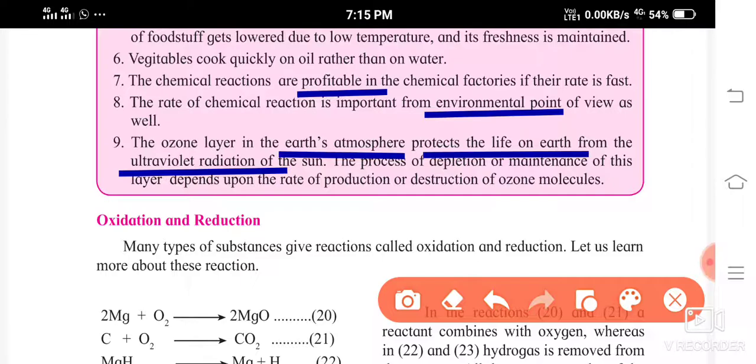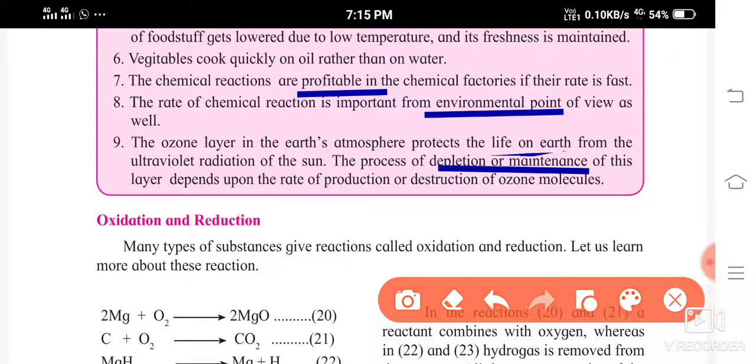So the process of depletion or maintenance of this layer depends upon the rate of production or destruction of ozone molecules. So this process of depletion or maintenance of this layer is going to depend on what? Upon the rate of production or destruction. If the ozone molecules get destroyed fast, and it's going to depend on the production as well.